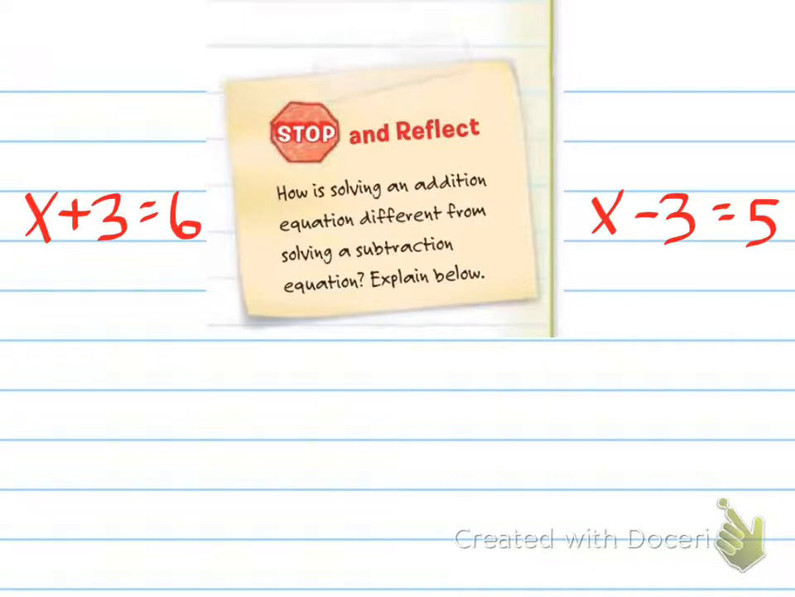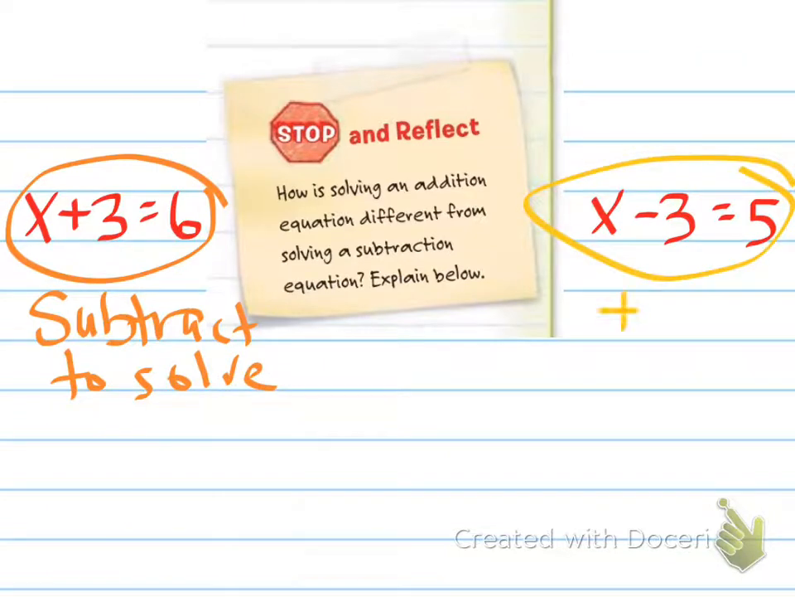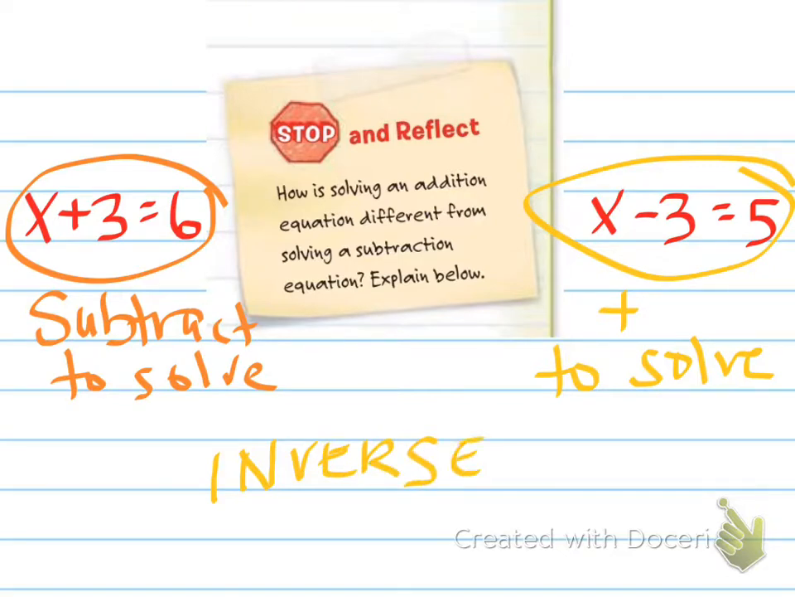Okay, in my opinion, the way that I would answer that would be that for an addition problem, I'm going to subtract to solve. And for a subtraction problem, I'm going to add to solve. So that's the biggest difference between solving an addition equation and a subtraction equation: it's two different operations, two different inverse operations. Addition goes to subtraction, and subtraction goes to addition.